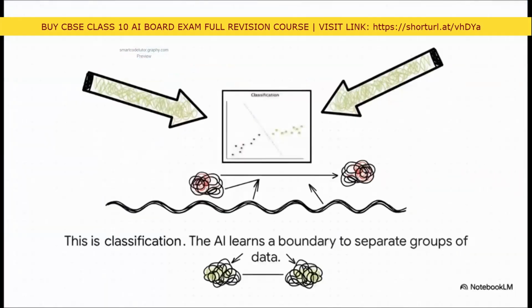Okay, first up, let's talk about something called classification. And you know what's wild? It pretty much all comes down to one simple thing: drawing a line. Just look at the slide. The AI gets all this data that's already sorted into groups, the red dots and the green dots. Its entire job is to learn where to draw the perfect boundary that separates them.